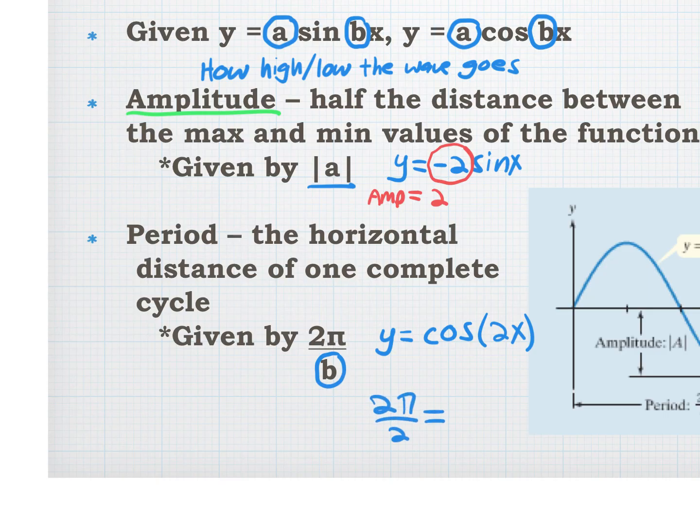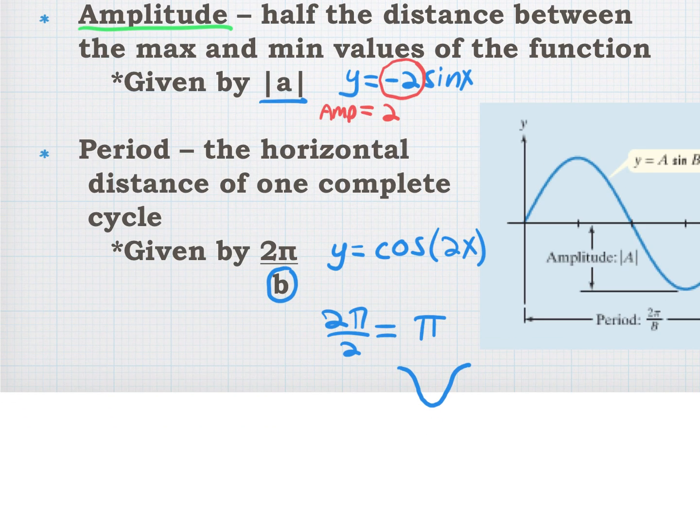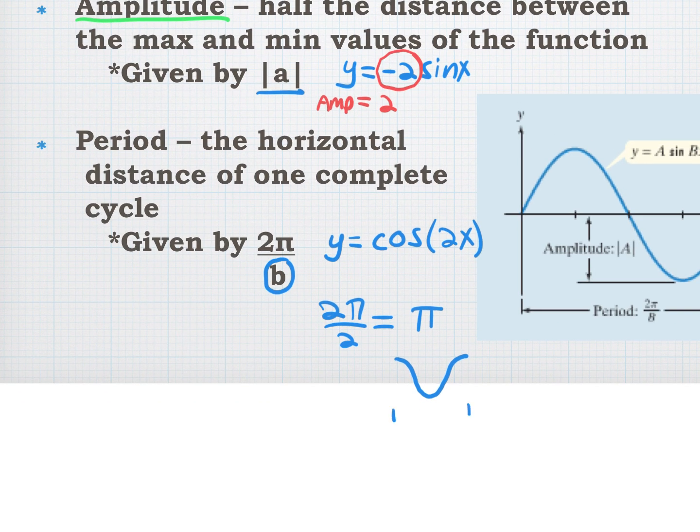What is 2 pi divided by 2? Just pi, right? The 2's cancel out. So that means one cosine cycle is pi units. And remember, a cosine starts at the top, goes to the bottom, and then it's going to end back at the top. That is one cycle. This is pi units, right? So that's pi units long.